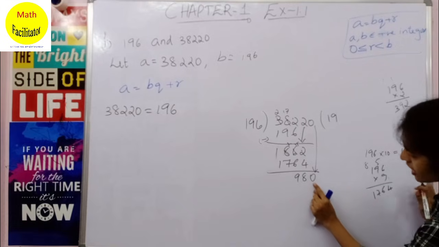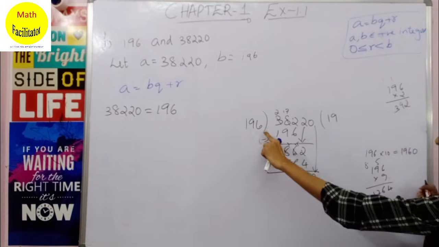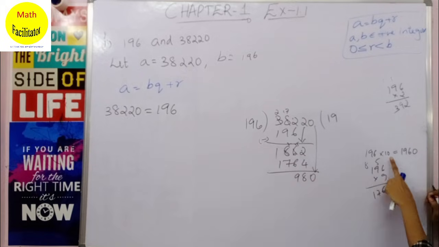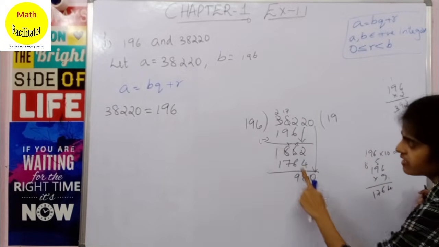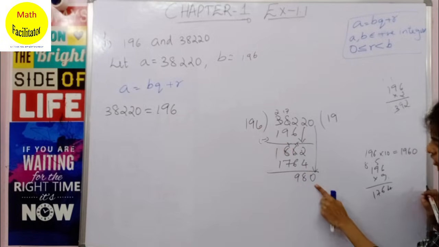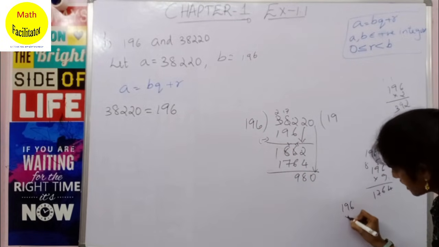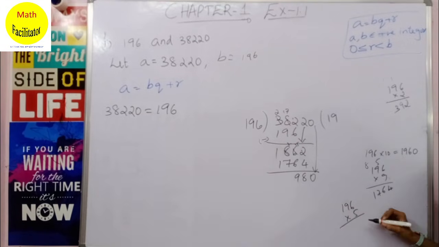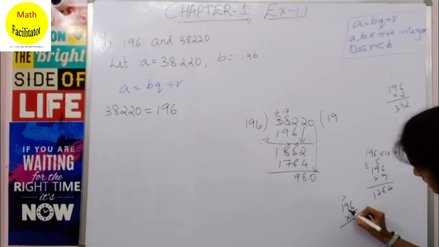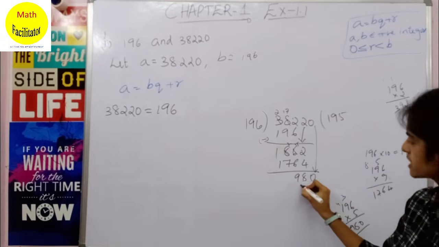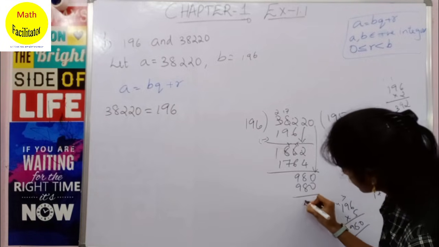When will you have 0 in the units place? When you have 6 fives, you will have 30, that means you will have 0. Otherwise, when you multiply by 10, you will have 0. Only 2 options you have: 5 multiplied by 5, or multiplication by 10. So let us check multiplication by 5 first. 196 multiplied by 5 gives you 980, and the remainder itself is 0.